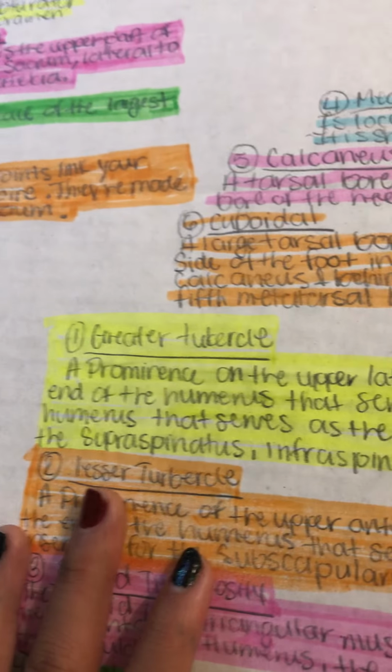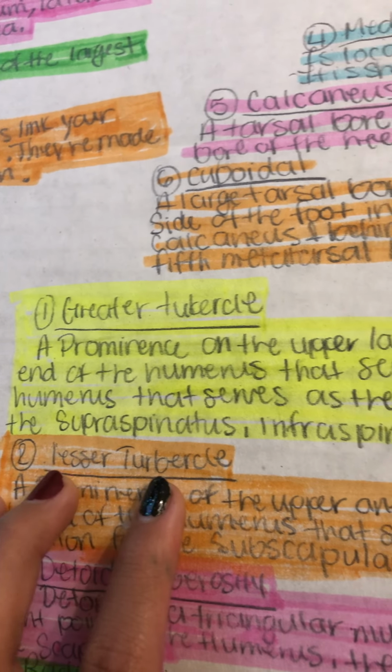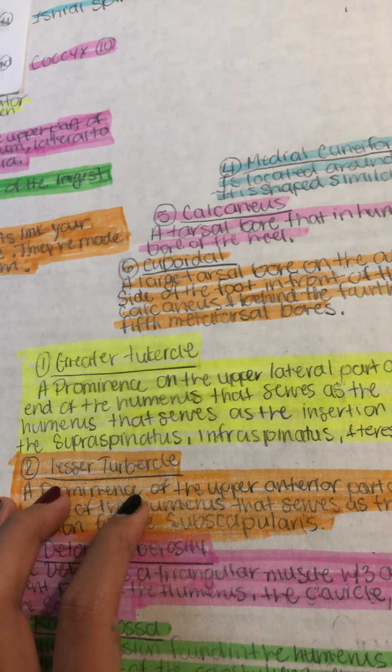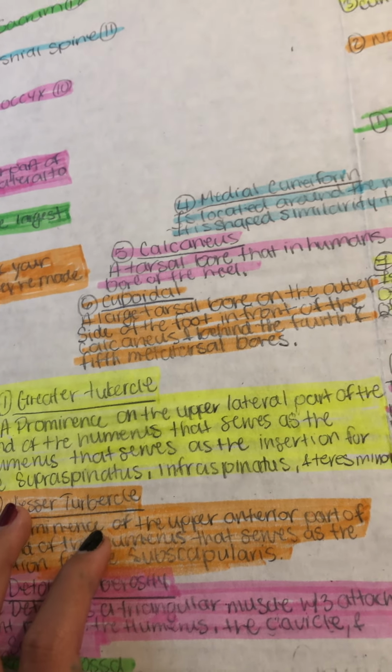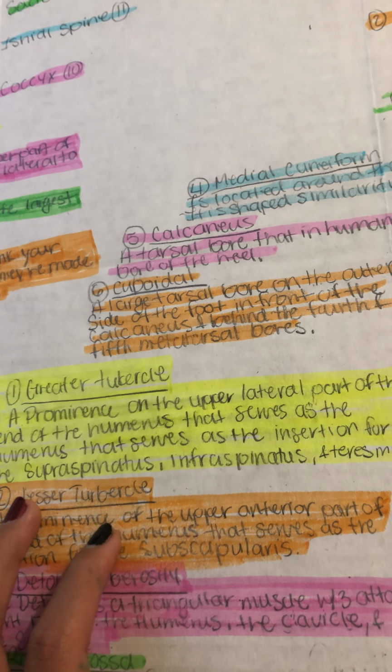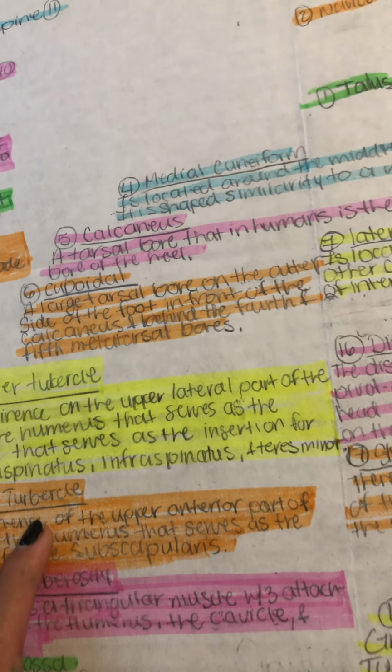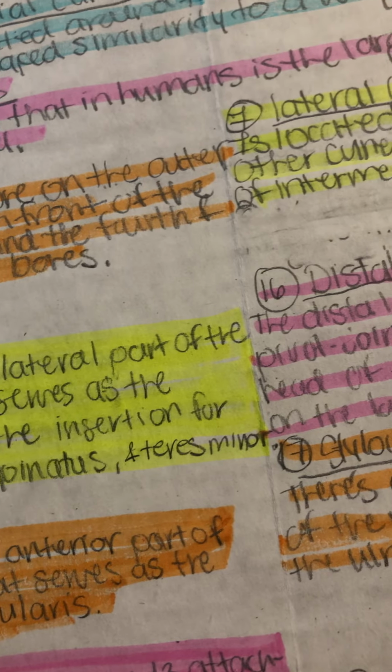Now for this one, number 1, the greater tubercle. The prominence of the upper lateral part of the end of the humerus that serves as the insertion for the supraspinatus, infraspinatus, and teres minor.